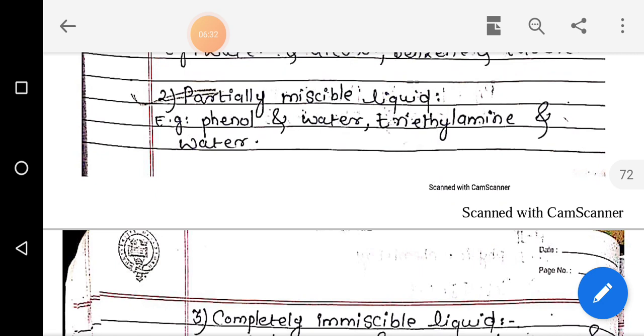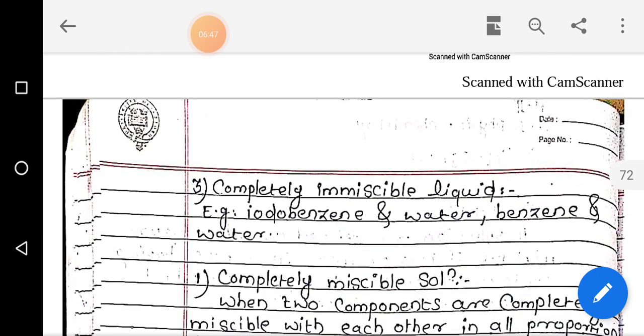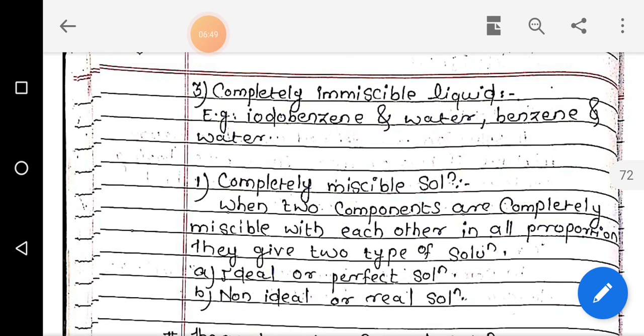Next one is the partially miscible liquids. In the partially miscible liquids, examples are phenol and water, triethylamine and water. Third one is the completely immiscible liquids. In that, examples are iodobenzene and water, benzene and water. This is the completely immiscible liquids.